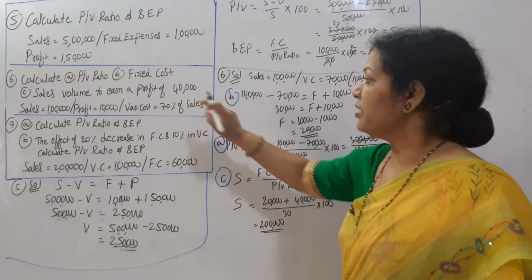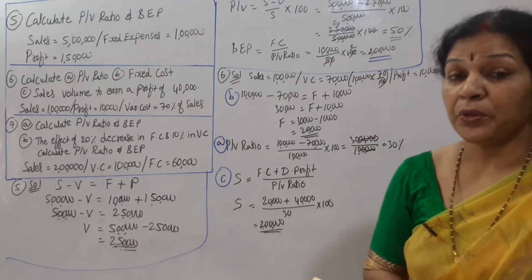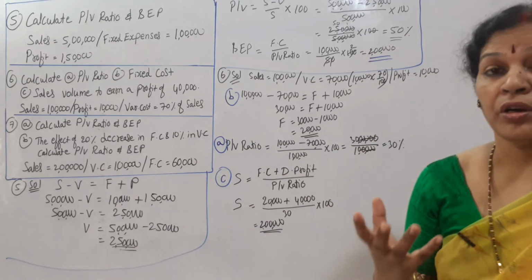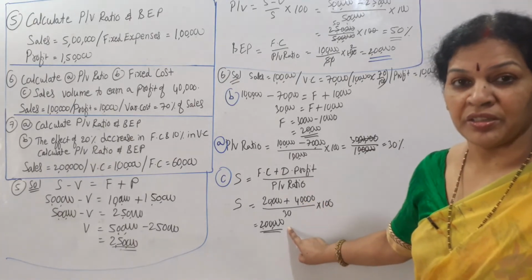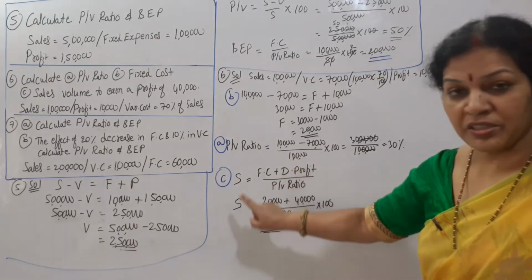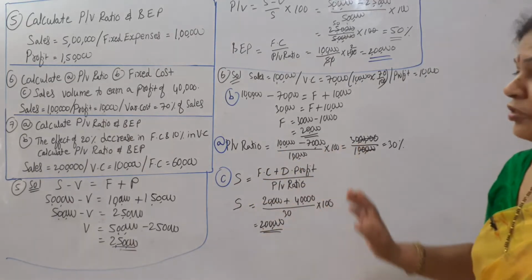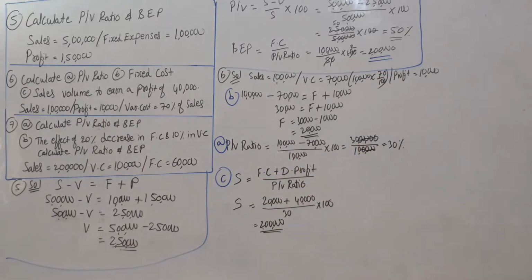Sales volume to earn a profit of 40,000. If we want to get a profit of 40,000, what should be the sales? The sales should be 2 lakh. Am I clear? As per this calculation. Take a screenshot or note down. I wanted to clear the board.